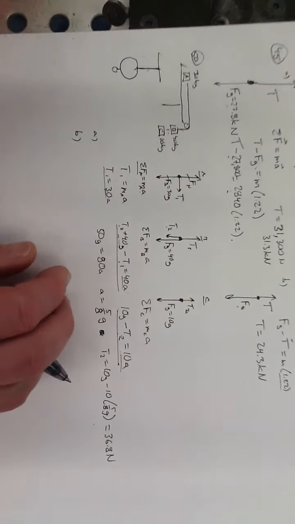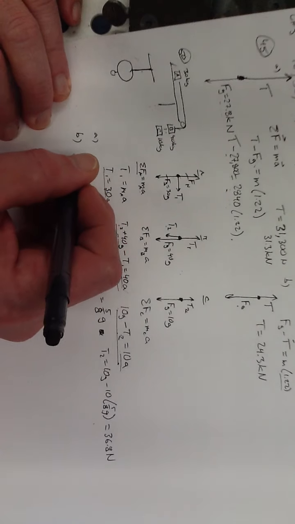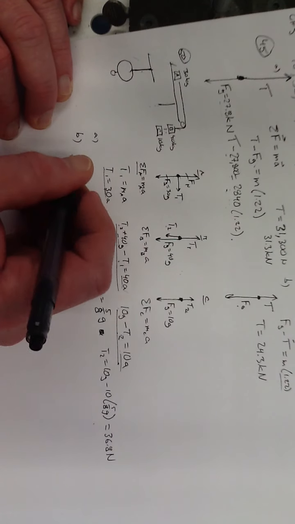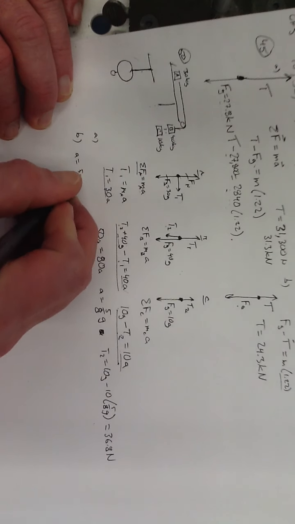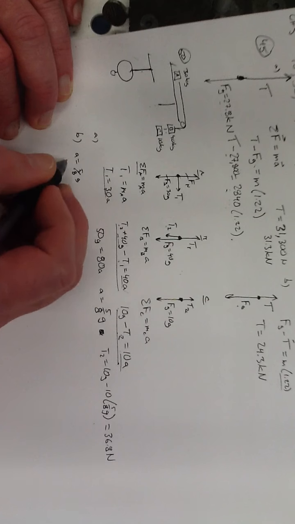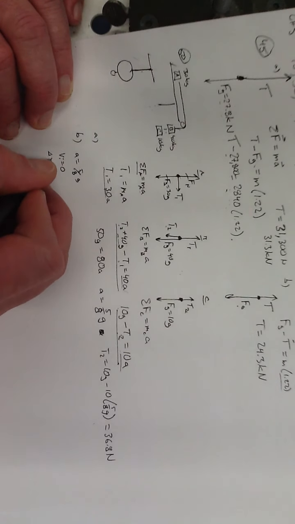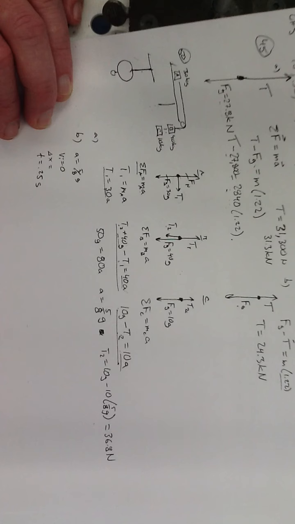In part B, they would like to know how far does A move in the first 0.25 seconds. So how far does it move? We're talking about kinematics now. So let's see, my acceleration I know is 5/8 G, and the initial velocity is 0. I'd like to know how far it goes in the first 0.25 seconds.